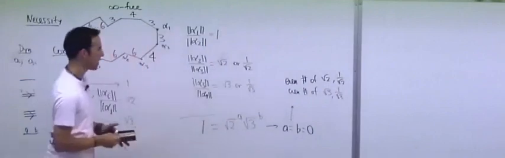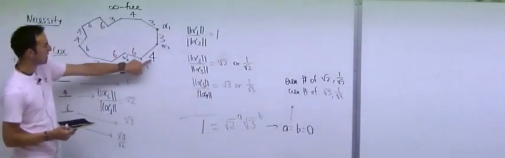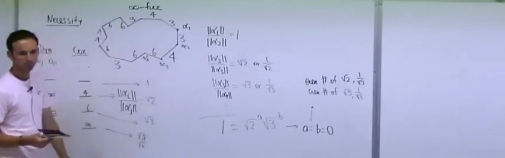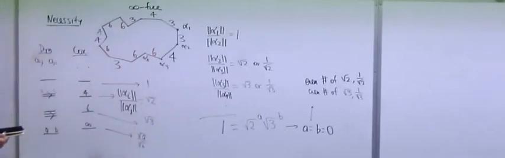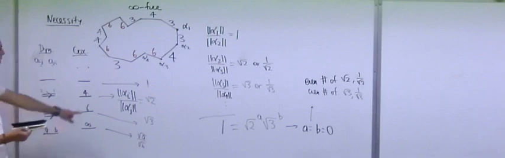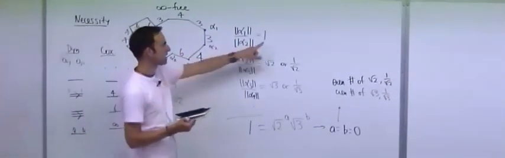So this means an even number of square root of 2's and 1 over square root of 2's counted together, and an even number of square root of 3's and 1 over square root of 3's counted together. And that means that you must have an even number of edges labeled 4 and an even number of edges labeled 6. And now you see the reason that we don't care about the 3's, because these edges labeled 3 give me 1's here, and so they're not noticed in this procedure. Okay? So that proves to me necessity.